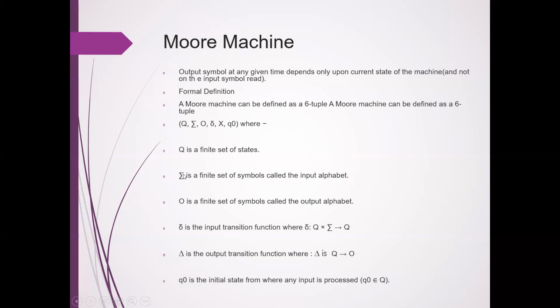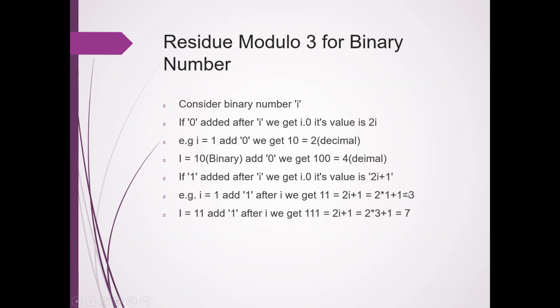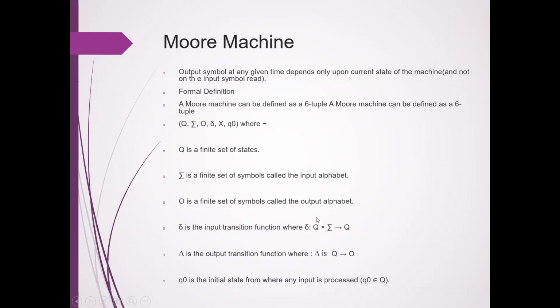Q and sigma have the same meaning as earlier: Q is the finite set of states, and sigma is the input alphabet. O is a finite set of output symbols. Then small delta is your state transition function, capital delta is your output transition function, and Q0 is your initial state. I want you all to take note of all the 6 tuples.